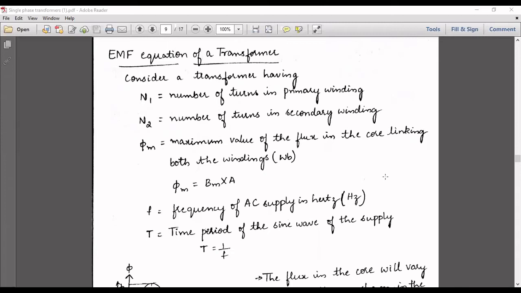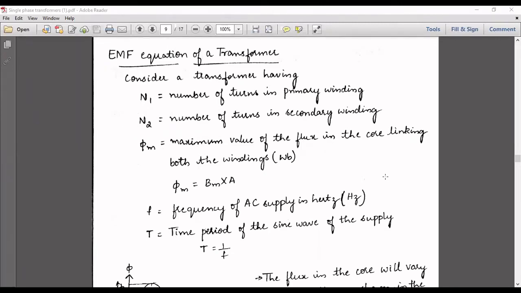To find the EMF equation of a transformer, we have to consider a transformer having N1 number of primary turns. That is, N1 is the number of turns in the primary. N2 is the number of turns in the secondary winding. Phi maximum is the maximum value of flux in the core linking both the windings, which is taken in Webers.